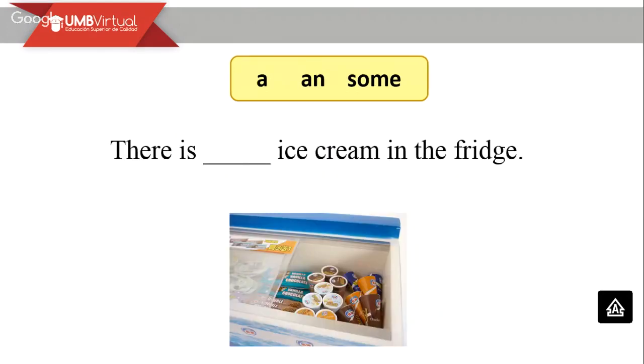Okay. There is ice cream in the fridge. So ice cream, be careful with this word. When we use it, what do you think is the correct option to use: a, an, or some? All right. Remember that there is used for singular nouns. So how can you say that? There is some ice cream in the fridge. All right.